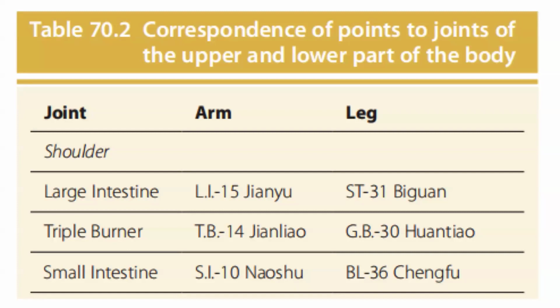The joint would be the shoulder. So large intestine on the arm would be LI15, on the leg, stomach 31. For the triple burner on the shoulder, it would be triple burner 14 and GB30 on the leg. For the small intestine, it would be SI10, and on the leg, bladder 36.